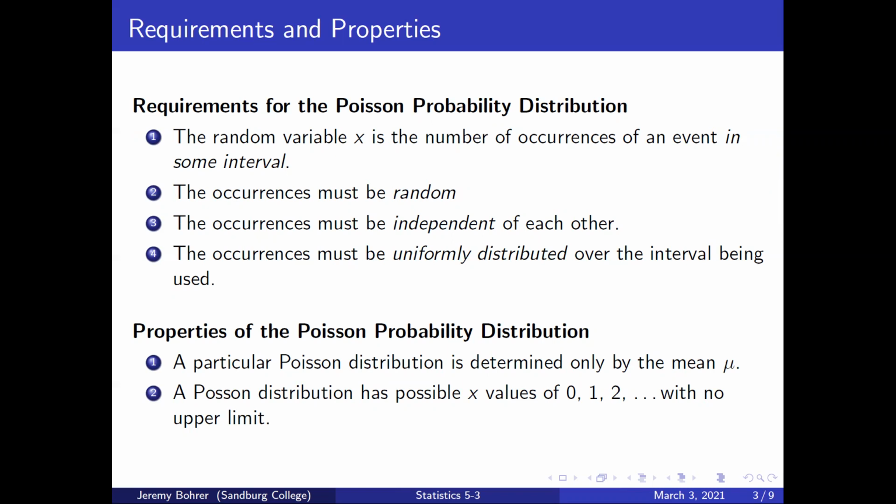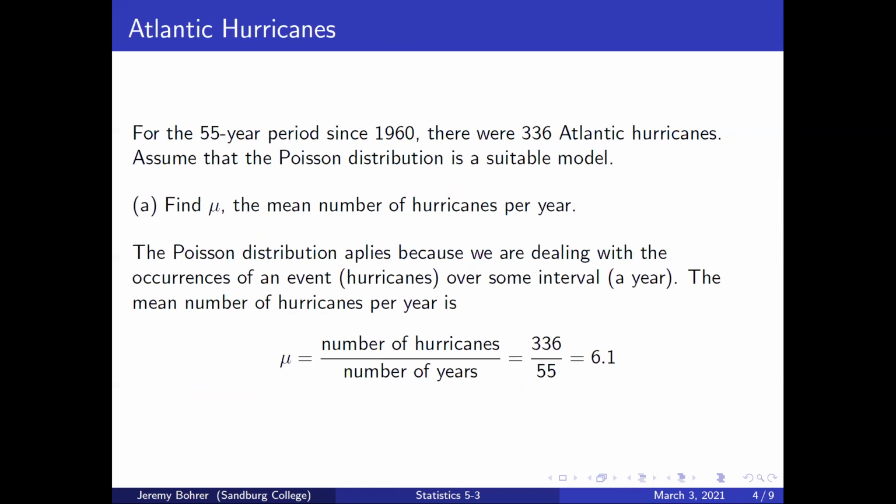Properties of the Poisson probability distribution. A particular Poisson probability distribution is determined only by the mean mu. A Poisson distribution has possible x values of 0, 1, 2, and so on with no upper limit.